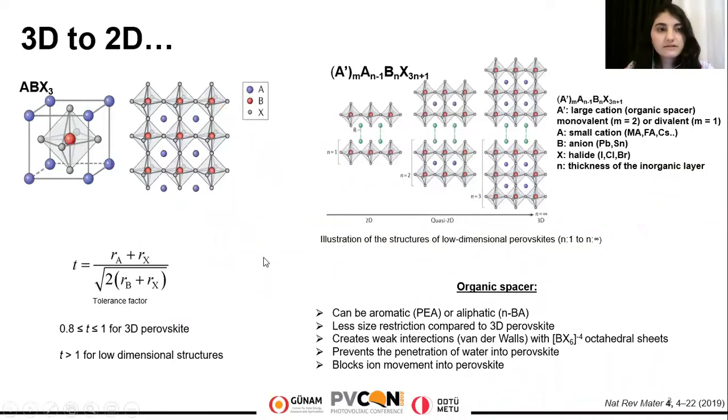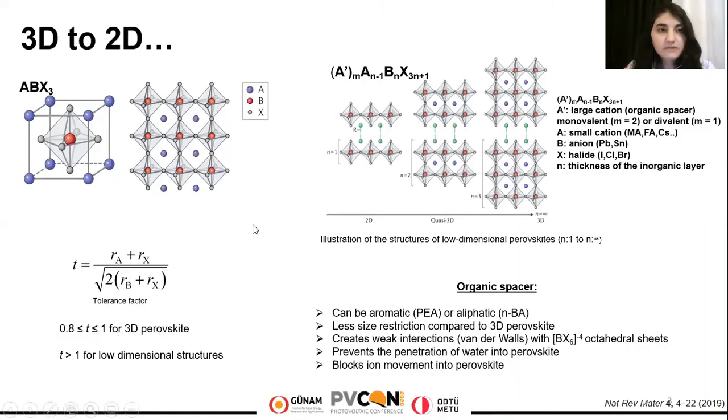When we talk about 3D perovskite, we are mainly focused on the ABX3 structure. A represents the small organic cation, B represents the inorganic small cation, and X is the halide. For formation of 3D perovskites, the radii should obey the tolerance factor. That means the radii of A, X, and B should obey this factor, and it should be between 0.8 to 1 in order to form 3D perovskite.